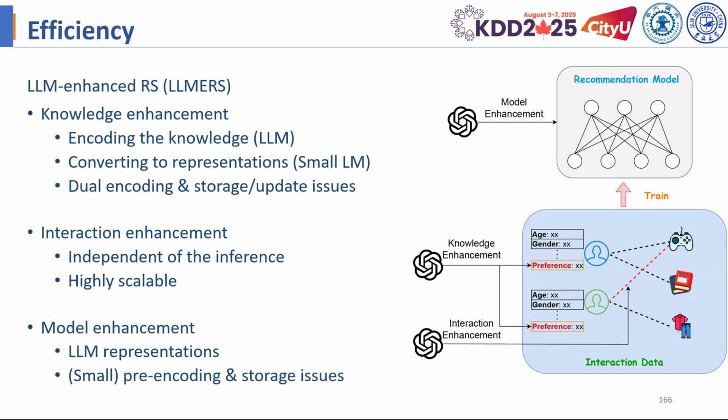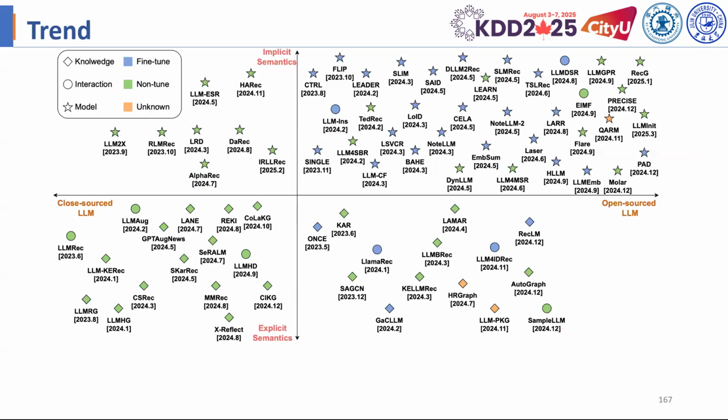For model enhancement methods, they typically rely on the LLM representations. They may encounter pre-encoding and storage issues to prepare, update, and store high-dimensional atom representations with LLMs. However, they can be more efficient than knowledge enhancement methods as they do not require further encoding with small language models and avoid the potential lengthy output problem.